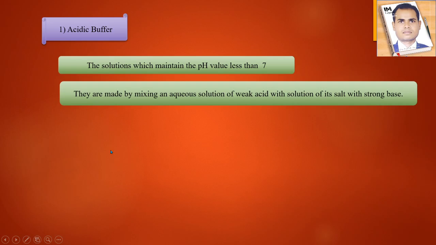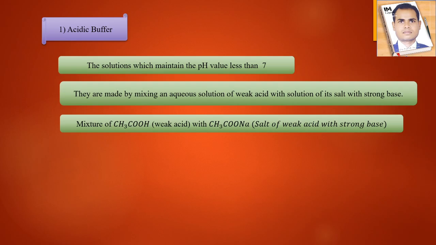They are made by mixing an aqueous solution of a weak acid. How can we prepare the acidic buffer solution? It is a mixture of a weak acid with a solution of its salt with a strong base. So in this way you prepare the salt of the weak acid. You will take CH3COOH, the weak acid, and the strong base, so you will get the salt of the weak acid. The mixture of this salt of the weak acid and the acetic acid will be the acidic buffer solution.